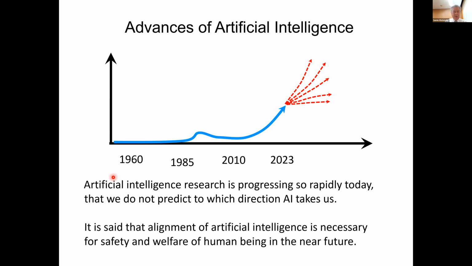So you know very well, artificial intelligence research is progressing so rapidly today that we cannot predict in which direction AI takes us. Here we are, and we do not know the prediction. It is said that alignment of artificial intelligence is necessary for the safety and welfare of human beings in the near future.